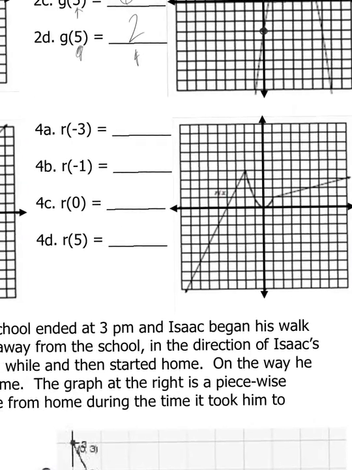On number 4, I'm going to input -3. So on my x-axis, I'm going -3. My output then would be up 2, so +2. On 4b, I have -1, which means my y value is +1. At 0, my y value is 0, and at x equals 5, my y value is 2.